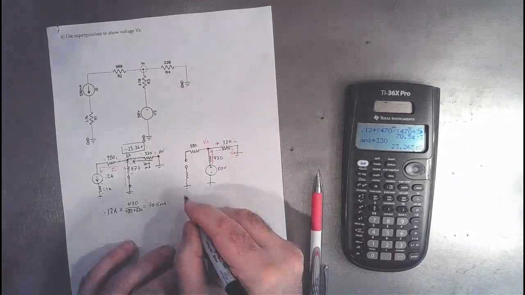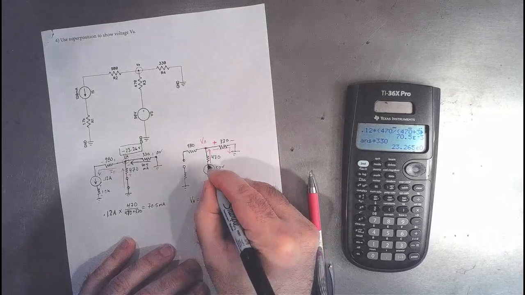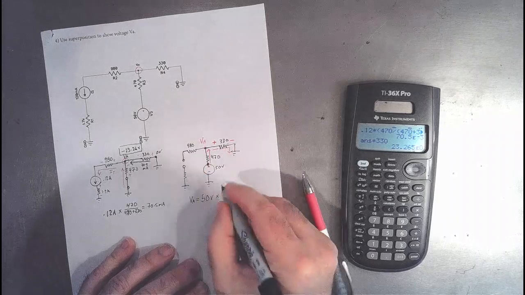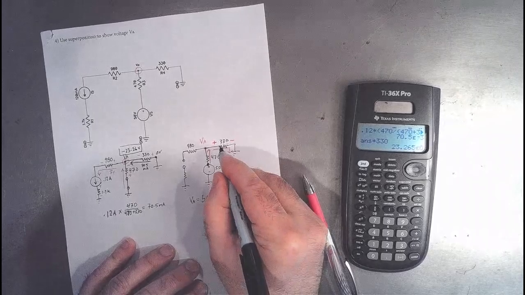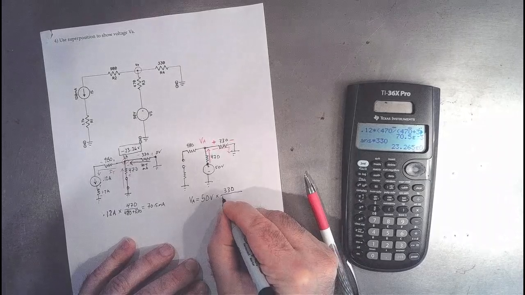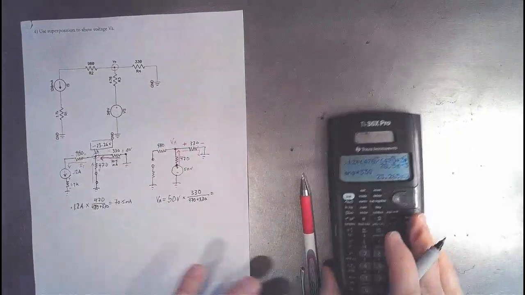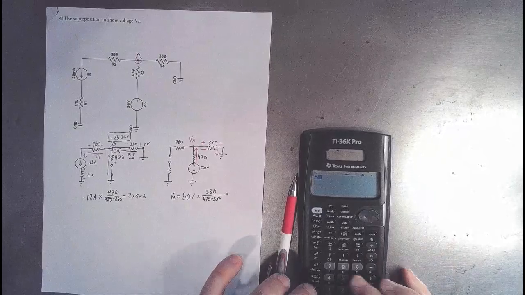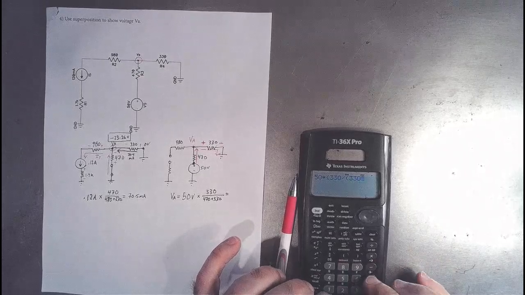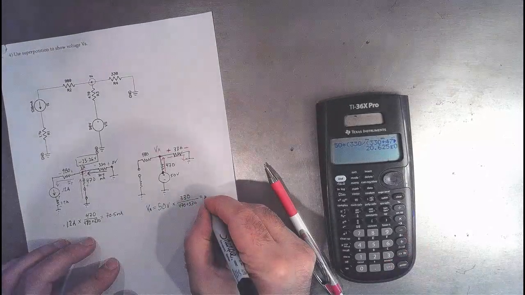So VA is equal to 50 volts. That's this voltage right here. It's being divided by these two resistors. So the thing I'm looking for the voltage across is the 330. So that goes in the numerator. And then in the denominator, it's going to be 470 plus 330. Let's see what VA should be. So we've got 50 volts times 330 divided by 330 plus 470. That is 20.62 volts.